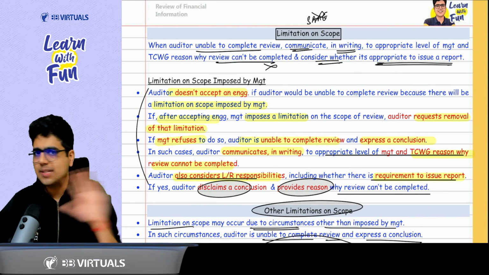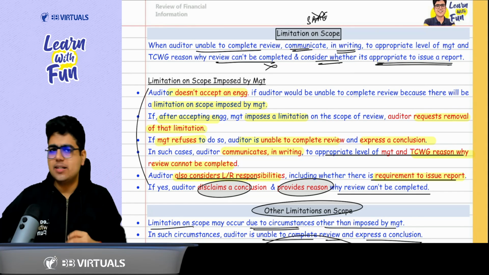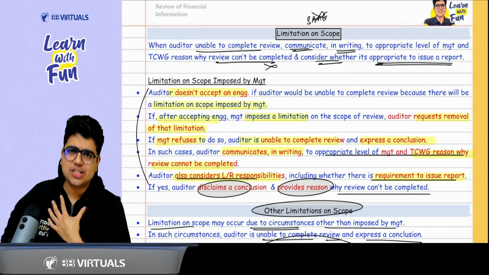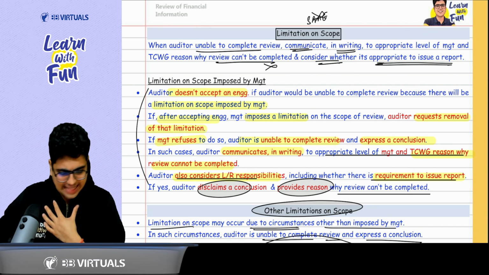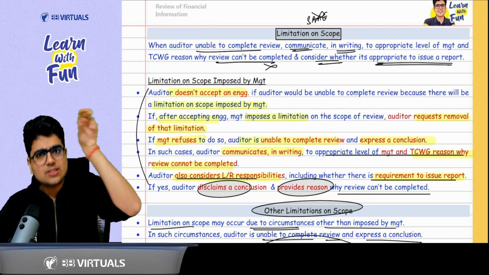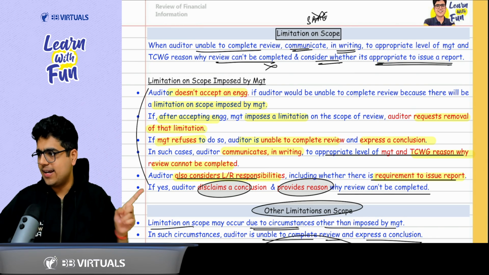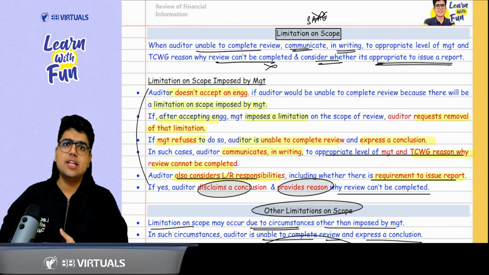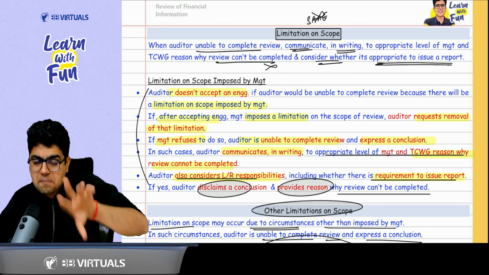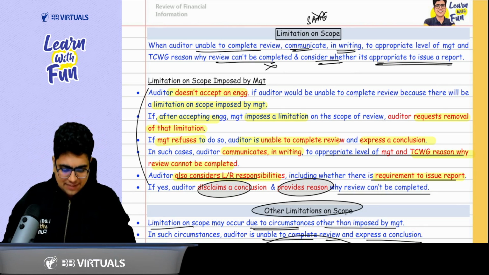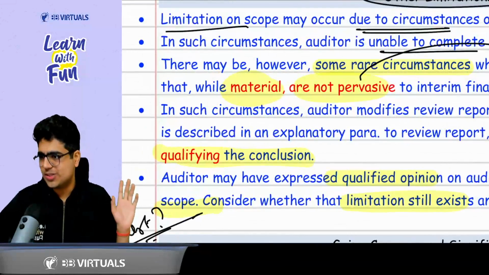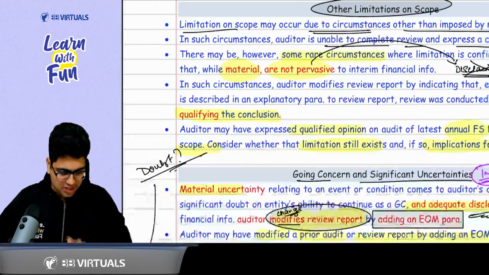First of all, don't accept the engagement. But if you have accepted, and after acceptance management is imposing a limitation on scope, withdraw. In that case, you should withdraw from the engagement. But if the withdrawal is not possible as per the law or regulation, then disclaim your conclusion. Now, many of you may say, sir, what if the impact is material but not pervasive? In that case, qualify your conclusion.